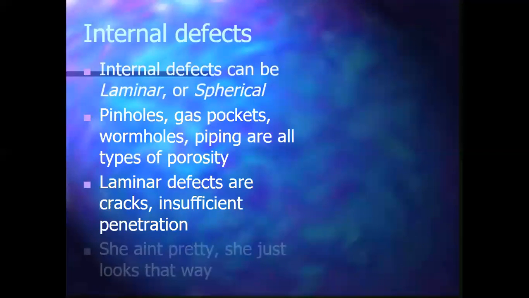So we got some internal defects. Talk about some of these. Laminar could be part of the steel. This could separate in layers. Spherical could be round like little pinholes. Could be tungsten inclusions. Could be nitrogen trapped in your weld. Could be moisture. Could be anything. Lots of stuff going on there if we don't have a clean weld. Laminar defects are cracks, insufficient penetration. You know, it might look good on the outside, but it might be hiding some pretty bad secrets on the inside, right?